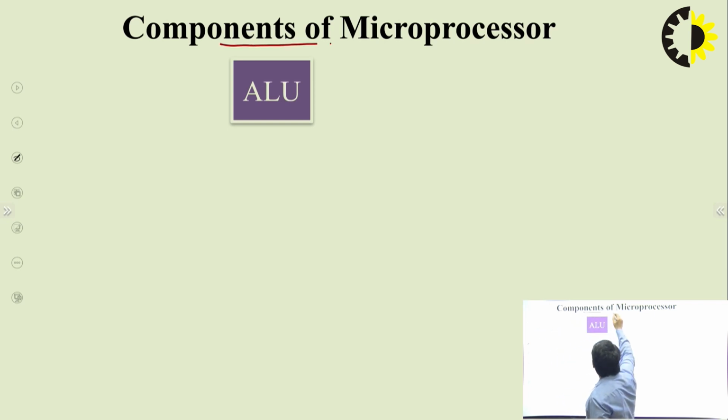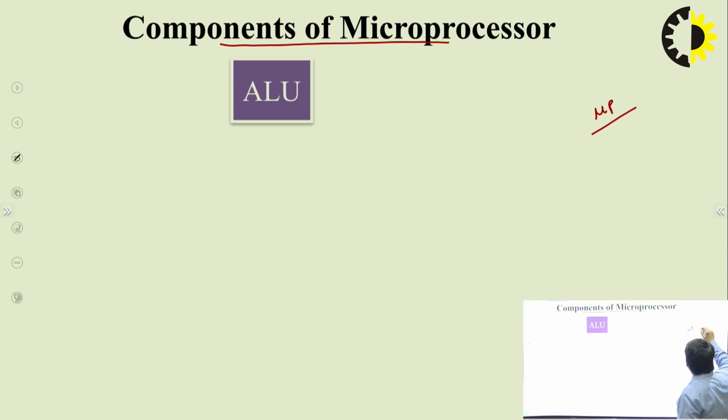Next is, what are the main architectural components in the microprocessor? Basically any microprocessor contains three main architectural components.